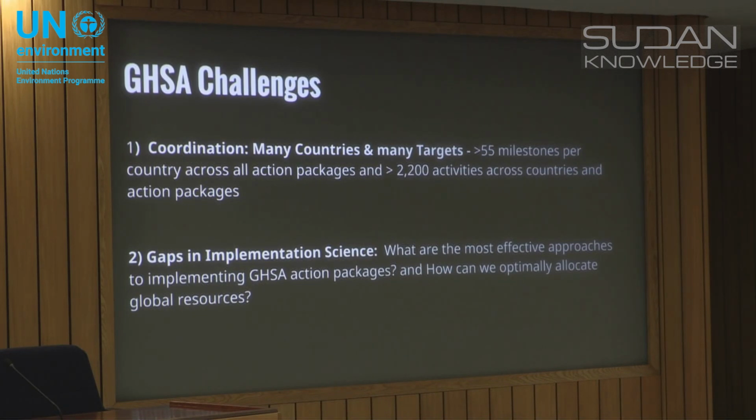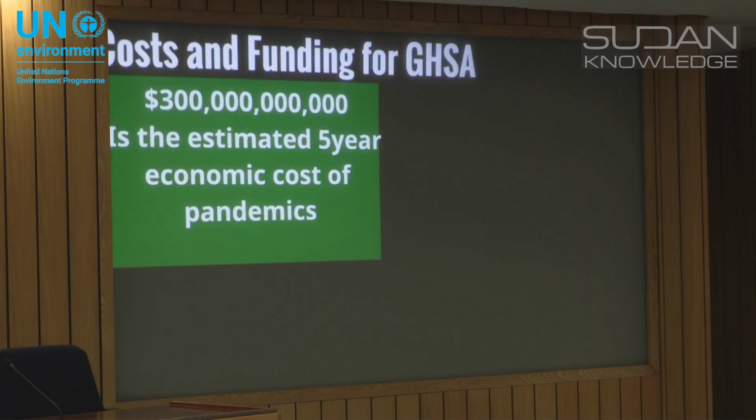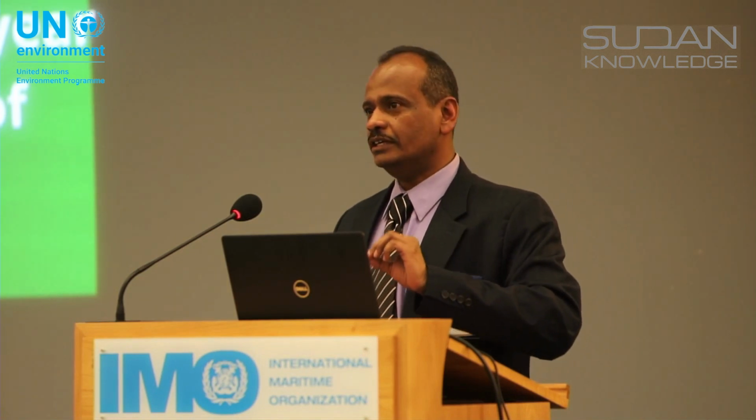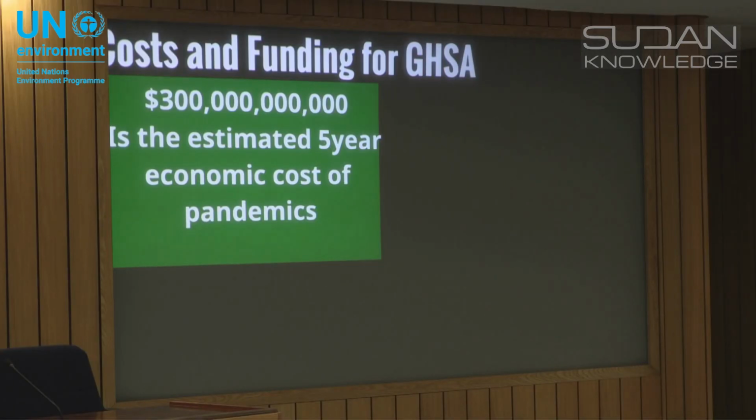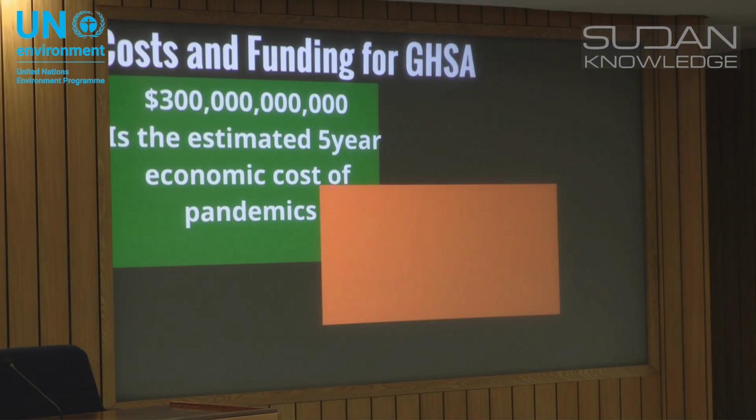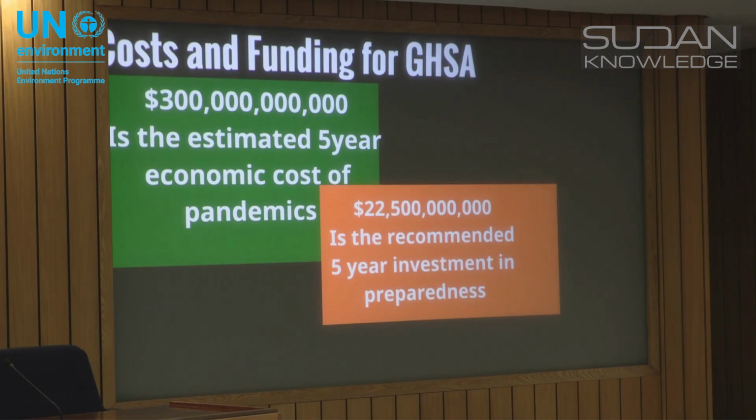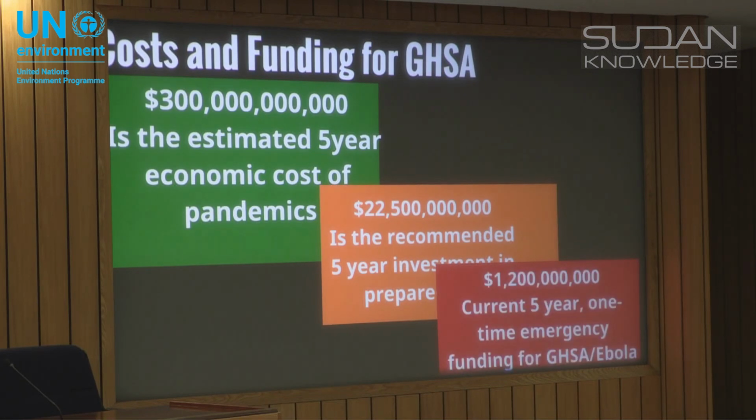So the challenges we have are that coordination is really a problem because there are many countries, and there are gaps in implementation science. Let me tell you a little bit about the cost very quickly. The economic cost of a pandemic is close to 300 trillion US dollars. That's what a 5-year pandemic will cost, 300 trillion. If we would like to prepare for it, it can cost us only 22 trillion. It's not that much when you compare it. The amount of money available right now within the UN and the WHO is only about 1.2 billion to prepare for a pandemic.